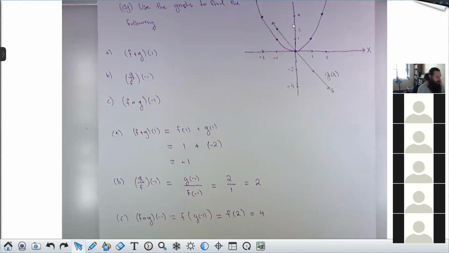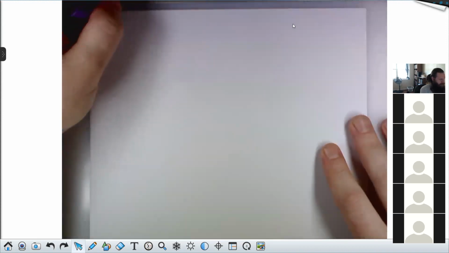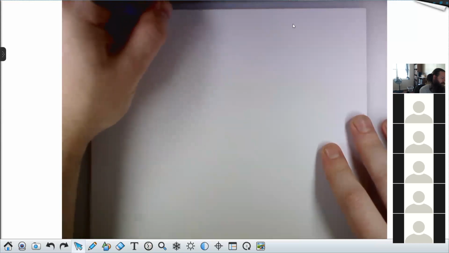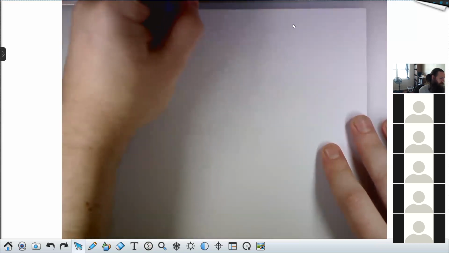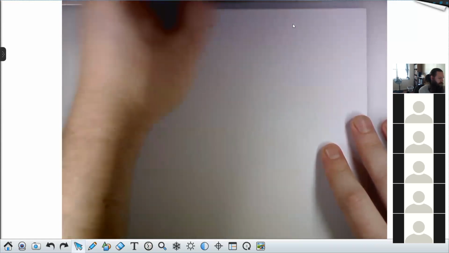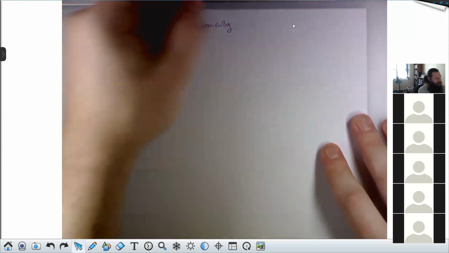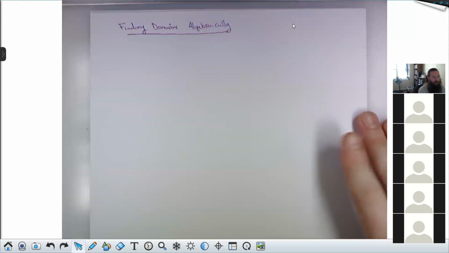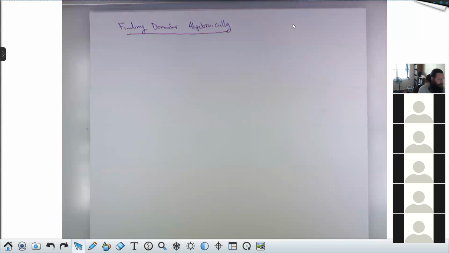So I want to talk a little bit about domains, finding domains algebraically. It's something that we've done. I just want to remind you of the basics here. This is something we talked about way back in the first week of class, but now that you've got some more experience solving these problems, it's worthwhile to revisit it before we look at the next example.